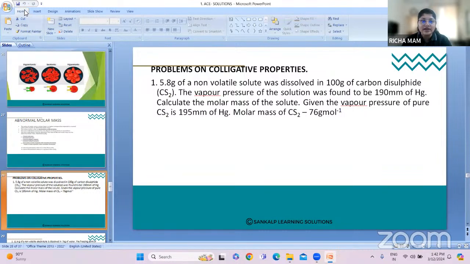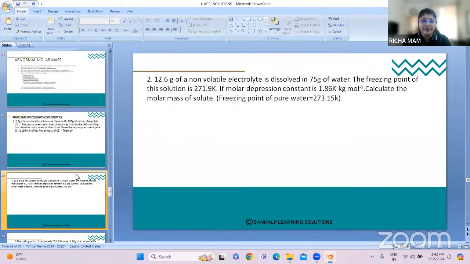Then we had started. From this solution chapter, we will be getting problems on colligative properties. From colligative properties, one fixed question will be asked, for 3 marks. So, problems on colligative property. The first problem we have seen was based on elevation in boiling point. Now we'll start with the second problem.